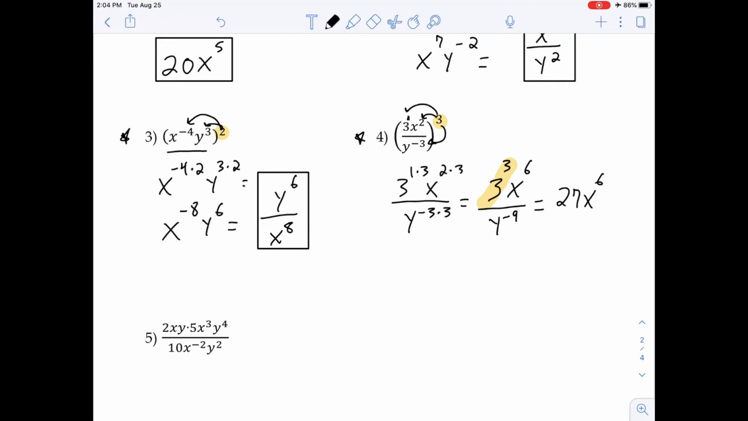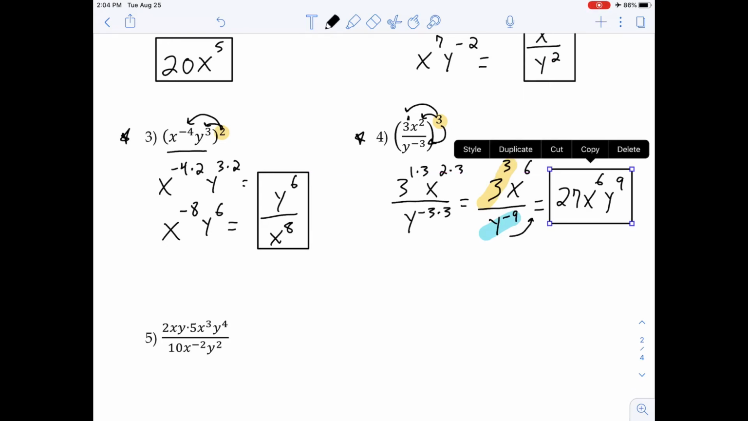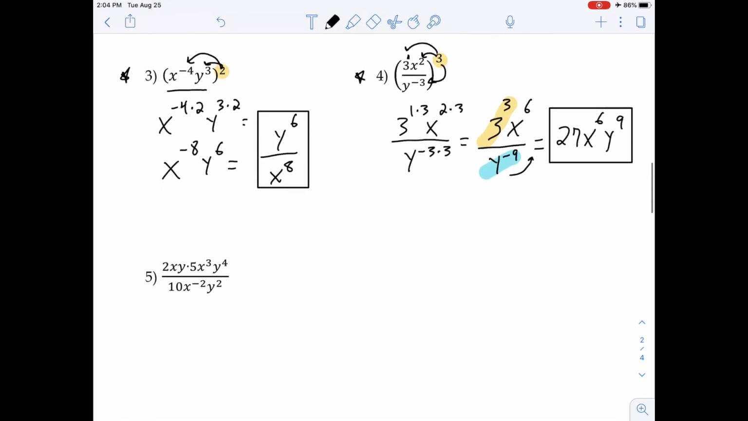We have x to the 6th, and then remember that with your negative exponent, what we have here is in the denominator, so it's going to flip up to the top. We have to move that up to the top, so then this becomes y to the 9th. So this is our simplified answer for problem number 4.